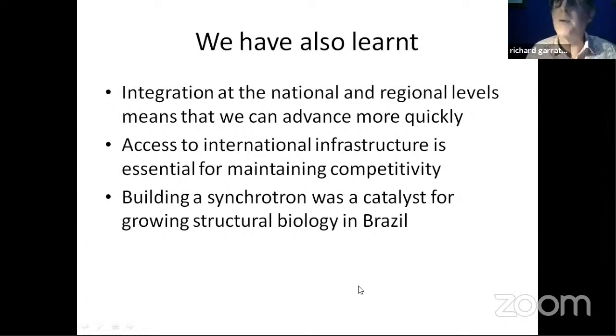That has been our experience. We go all over the world, wherever we need to go, or we send our samples, do whatever kind of experiment we need to be able to do in order to try and keep ourselves competitive. And in the case of Brazil, I would say that building a synchrotron was a catalyst for growing structural biology in Brazil. There are many good reasons for building a synchrotron, but one of them is the fact that it's a huge stimulus for growing a local community, and not obviously just structural biology, but many communities which are synchrotron radiation users.